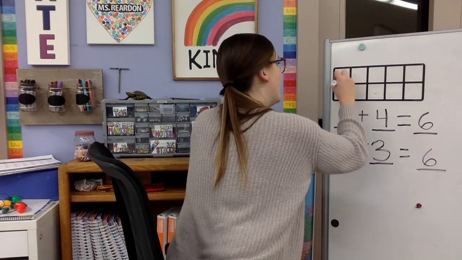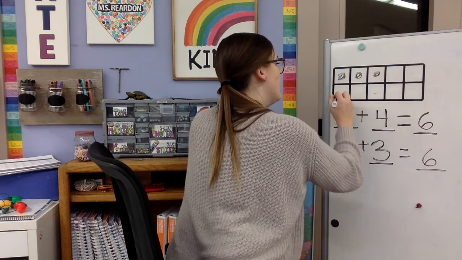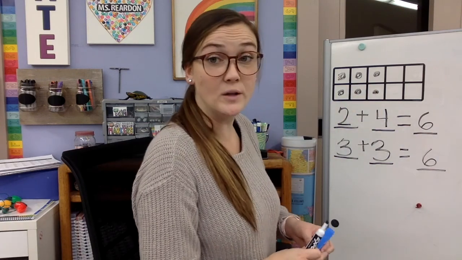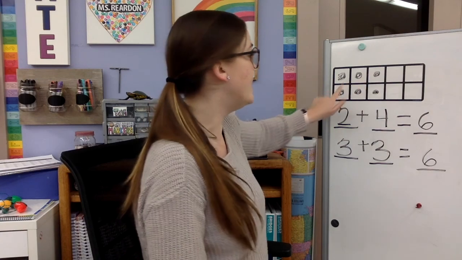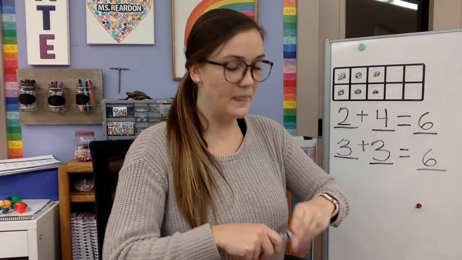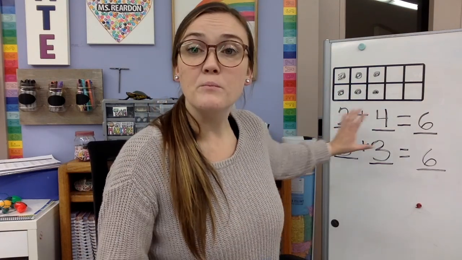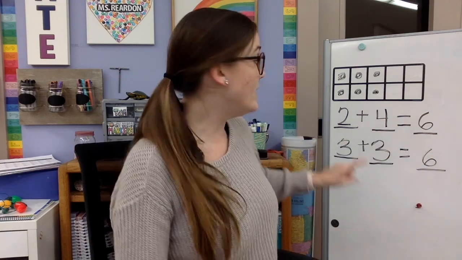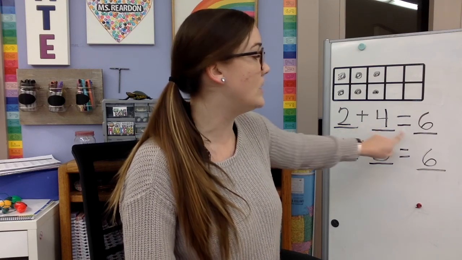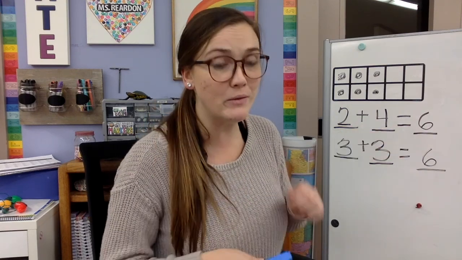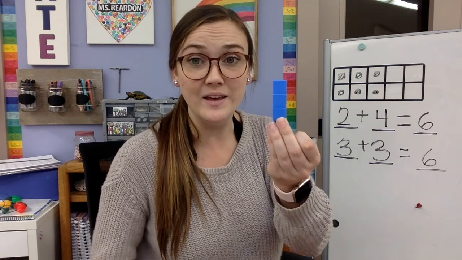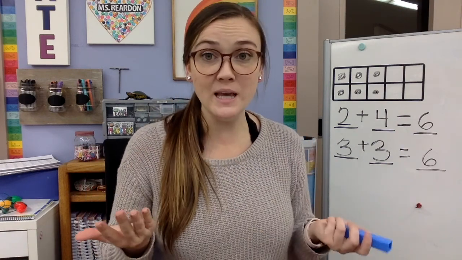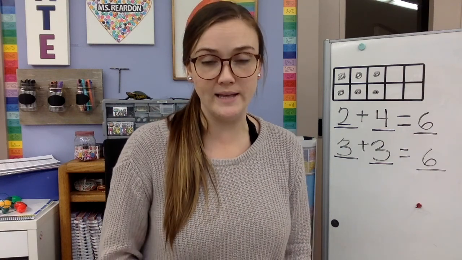So one part I had 3. My other part I had 3. Two separate parts, but all together I have 1, 2, 3, 4, 5, 6. We are breaking apart a number into two different ways. One way was 2 plus 4 equals 6. The other way we broke it apart was 3 plus 3 equals 6. Pretty cool. Breaking apart a number in two different ways.